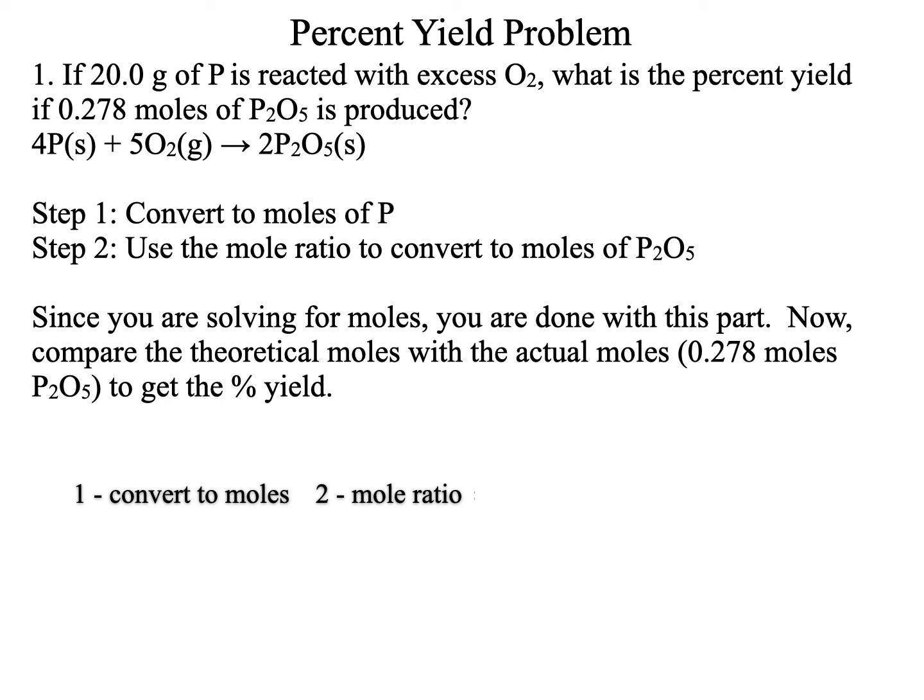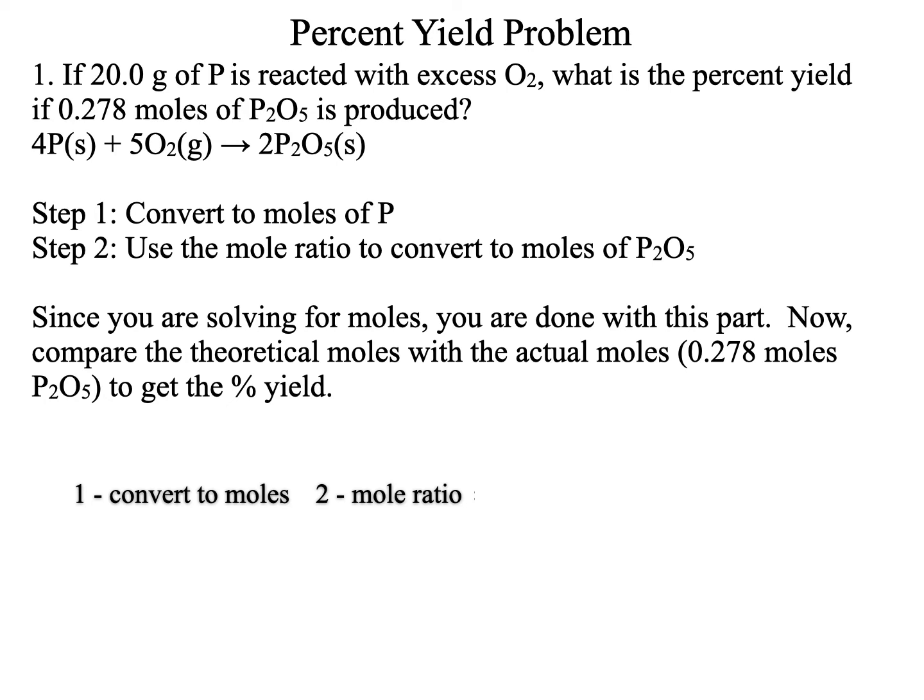So look at these steps. Step 1, convert the 20 grams of phosphorus to moles of phosphorus. Step 2, use the mole ratio to convert to moles of diphosphorus pentoxide. Notice there's no step 3 because it's looking for the percent yield in moles. If it was looking for the percent yield in grams, we would have to do step 3. But when you set up the problem and you are done crossing off all of your units after step 2, you will be at moles of P2O5. As it says, since you're solving for moles, you're done with this part.